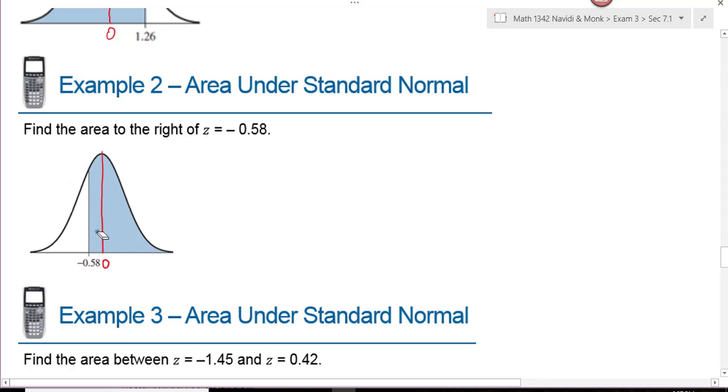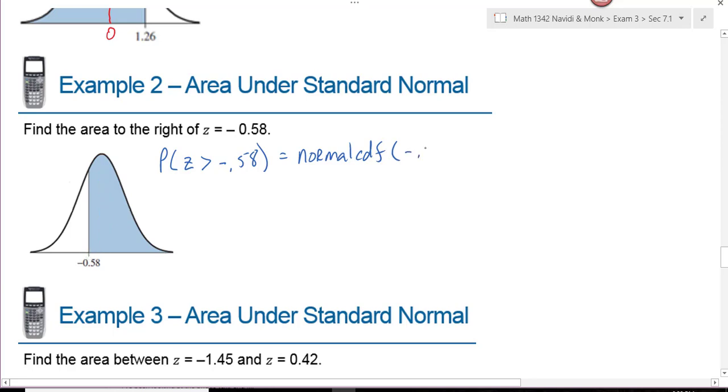This line here cuts my graph in half, where 50% is to the left, 50% is to the right. More than half of this is shaded. So I'm expecting this to be greater than 0.5. The way that I would express this in symbols is the probability that z is greater than negative 0.58. The way I would do this on my calculator is the normal CDF, where the left bound is what?